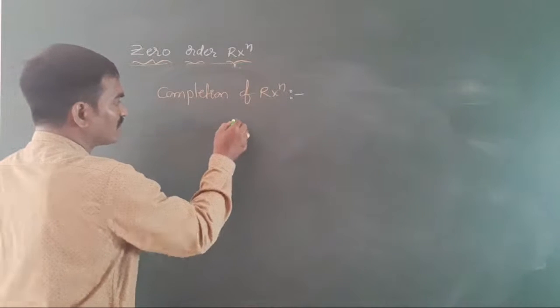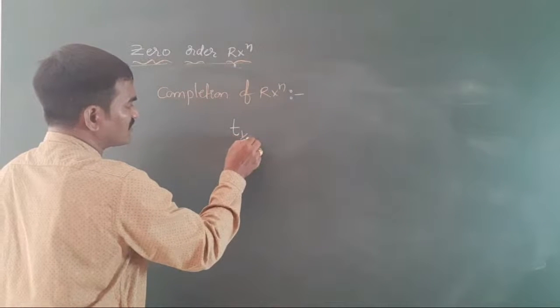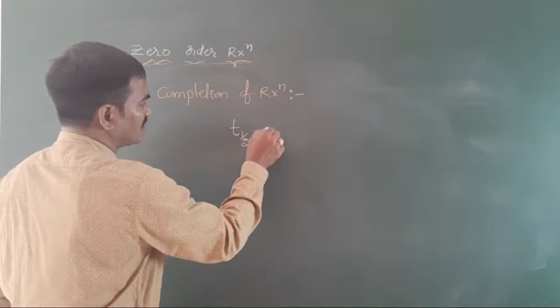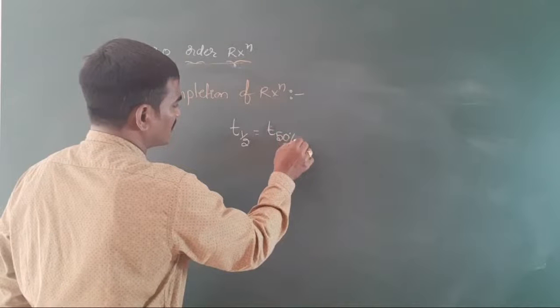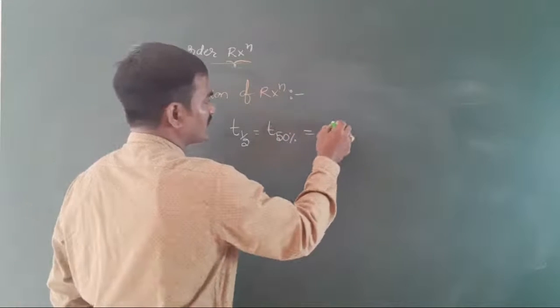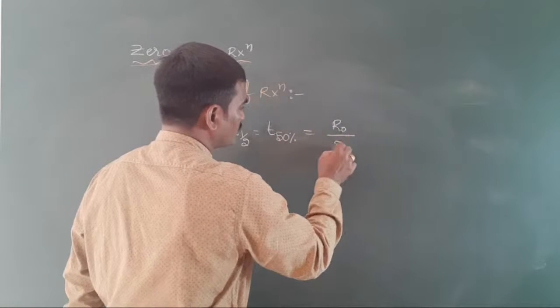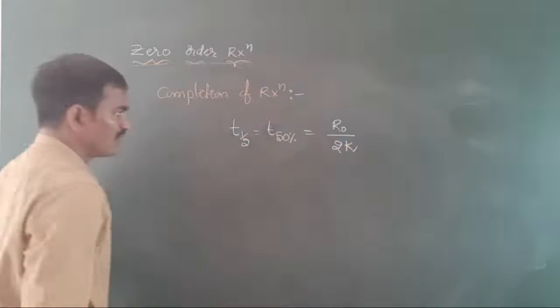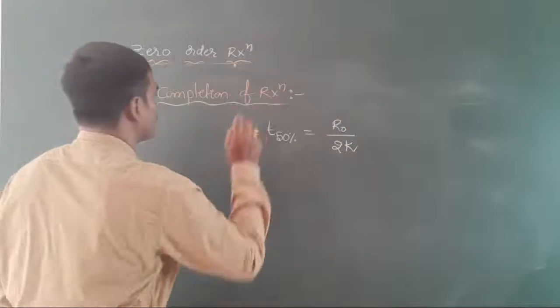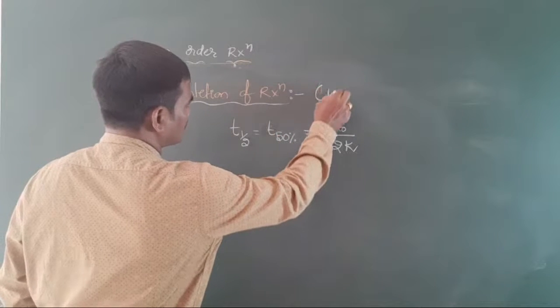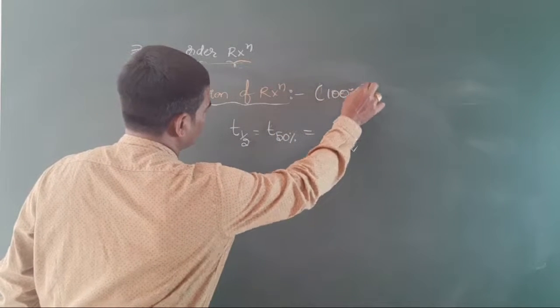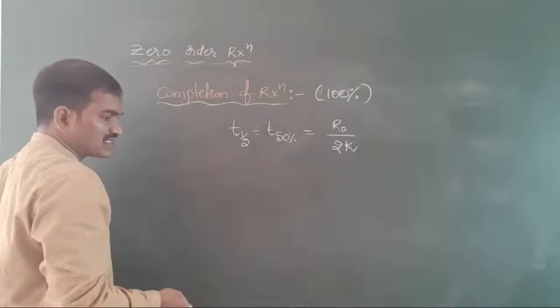Here T half, half-life, you can write like this, T50. T50% is equal to R naught by 2K, you all know very well. But now what are we asking? Completion of reaction. Completion of reaction means what? 100%. Just imagine that. 100% is not possible.